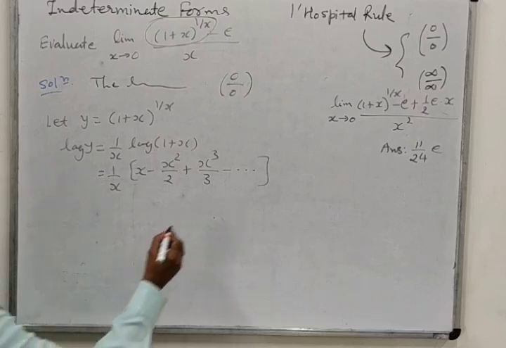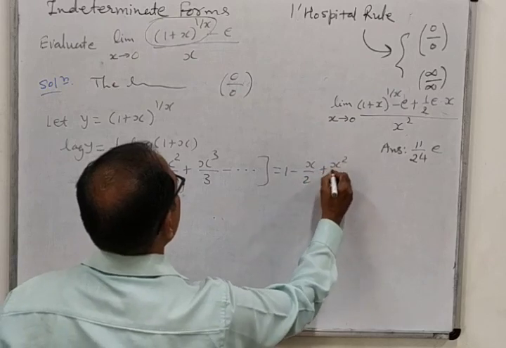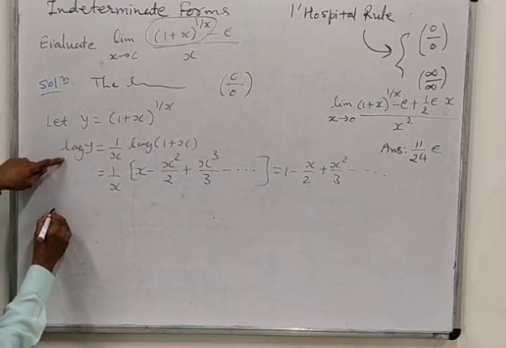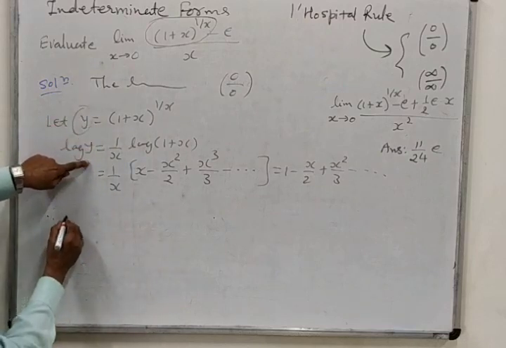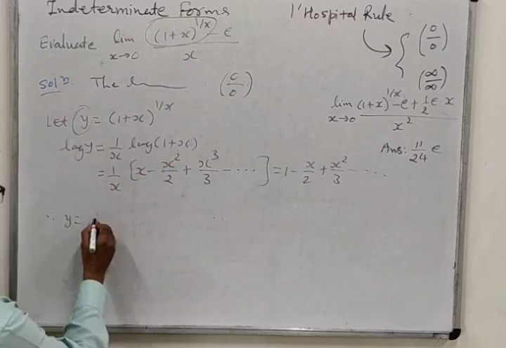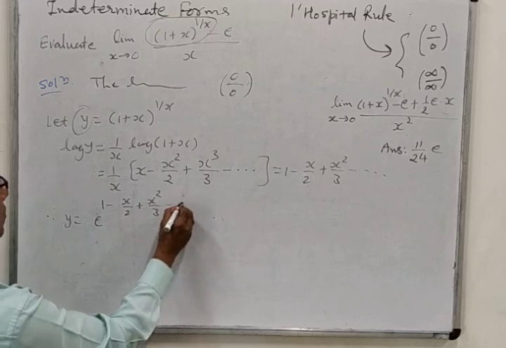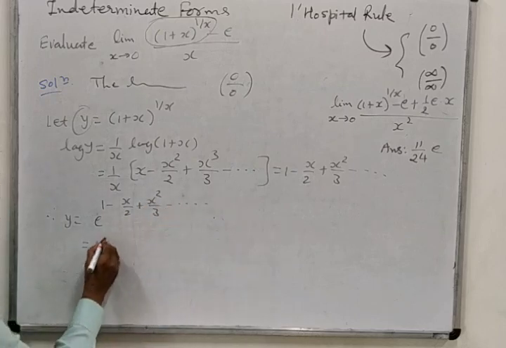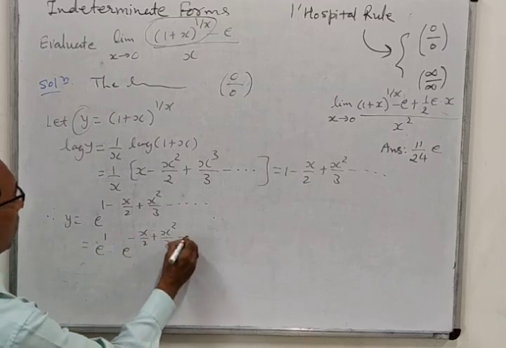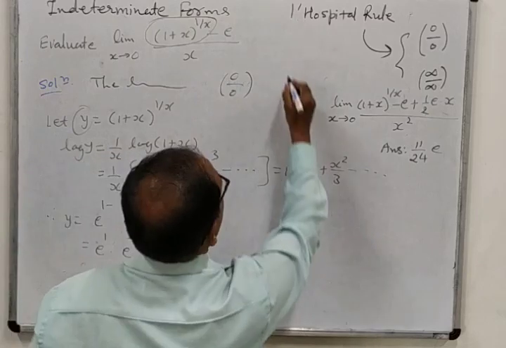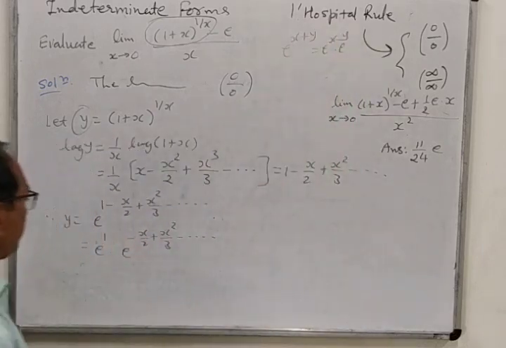Now what will it become? If we divide this by x, then 1 minus x by 2 plus x square by 3 minus and so on. Actually we want the value of y. To simplify this we have taken the log, but again we can obtain y as e raised to (1 minus x by 2 plus x square by 3 minus and so on). This can be simplified as e raised to 1 into e raised to (minus x by 2 plus x square by 3 minus and so on), because you know that e raised to (x plus y) can be written as e raised to x into e raised to y.